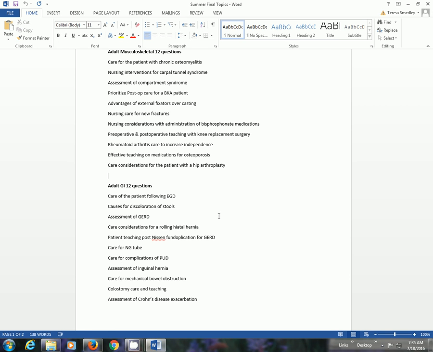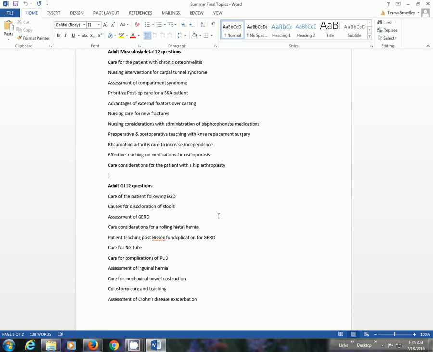Causes for discoloration of stools. You need to know what causes blood discoloration in stools, basically, is what I'm getting at here. When you're detecting blood in stool, what causes light colored blood, what causes dark colored blood. Okay?